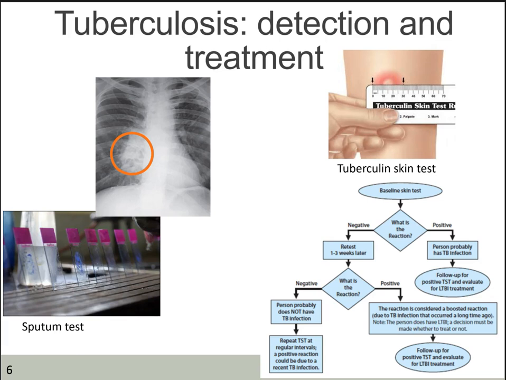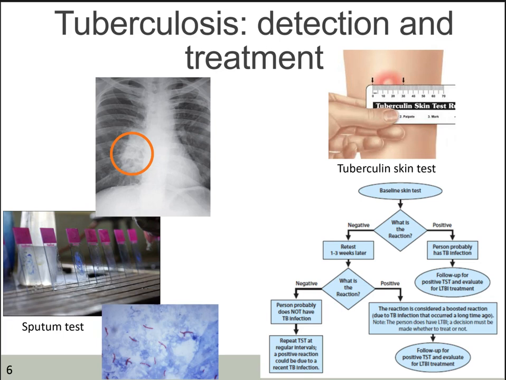You can also do a sputum test, and for this, sputum is collected and an acid-fast stain, acid, A-C-I-D, fast, F-A-S-T, is done on the cells. And what you look for are these red rods seen here. Those are the Mycobacterium tuberculosis, and they stain red.